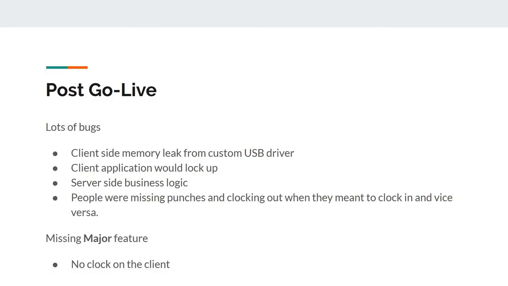So that brings us to go live. After we went live, we ended up with lots of problems. The biggest problem was the memory leak from the custom USB driver. That was just a nightmare. And with 4 gig of RAM, I think we ran out in about 6 hours, maybe 8 hours, just completely ran out of memory. And so to work around that, I set up the computers to reboot every 4 hours. But that caused problems because occasionally when they would reboot, they would hang and get stuck on the Windows is restarting spinner thing. And if we weren't having those problems, the client application would just randomly lock up. I'm assuming because of the USB driver, I never really was able to figure that out.